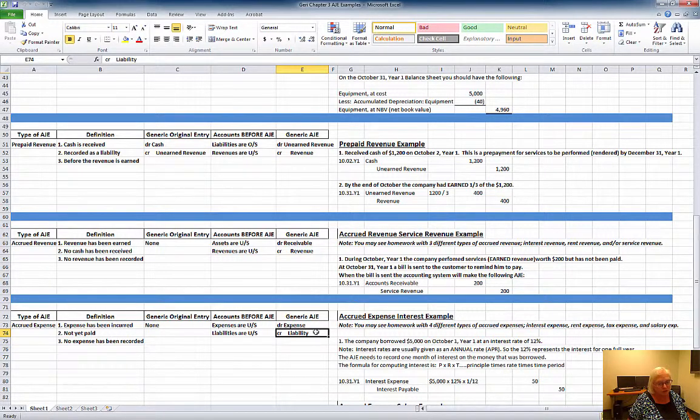So in every adjusting journal entry that we're going to have here in this class, we will have one balance sheet account and one income statement account affected. And that's a good reasonableness check to make sure that you're on the right path.